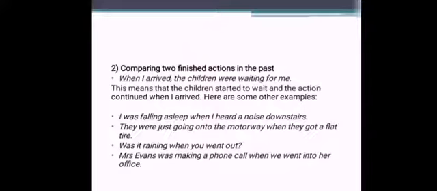The second one: comparing two finished actions in the past. In short, in a simple way, two events were in the past and one of them interrupted the other. For example, when I arrived, the children were waiting for me. When I arrived, the children were waiting for me. Something they were doing, and another action came across.